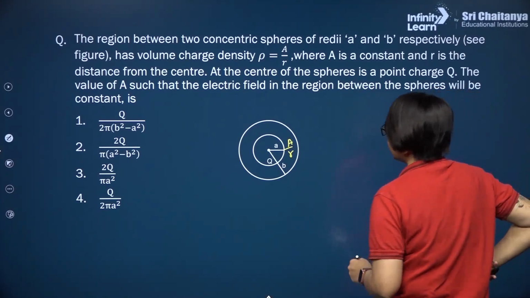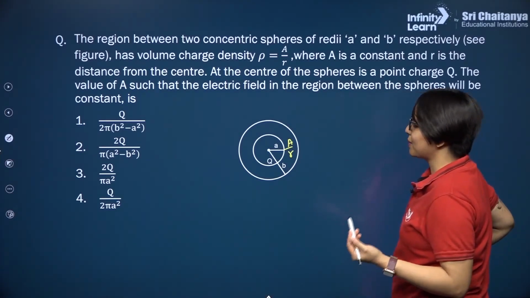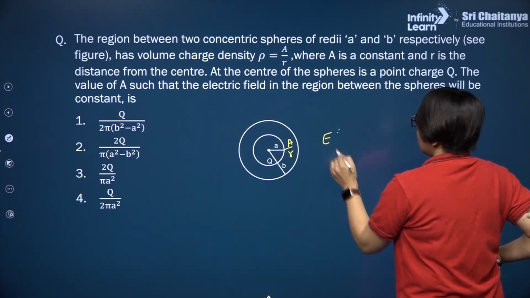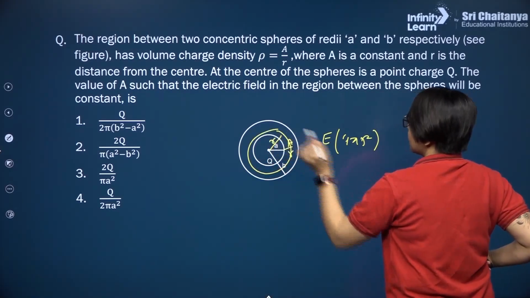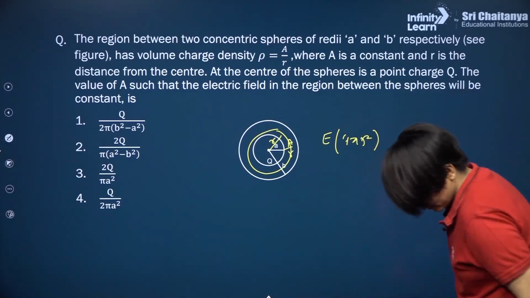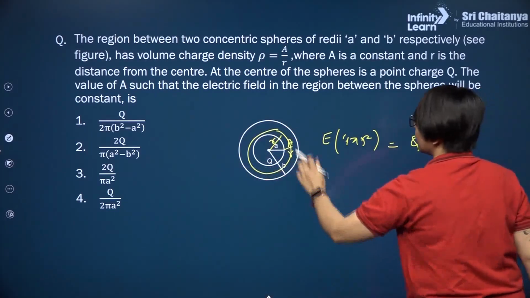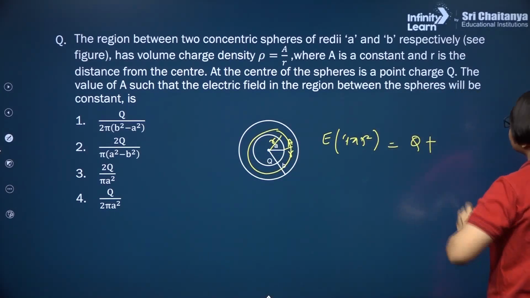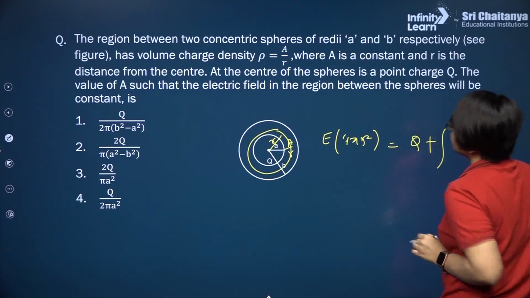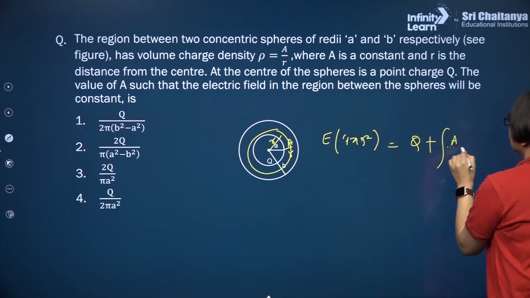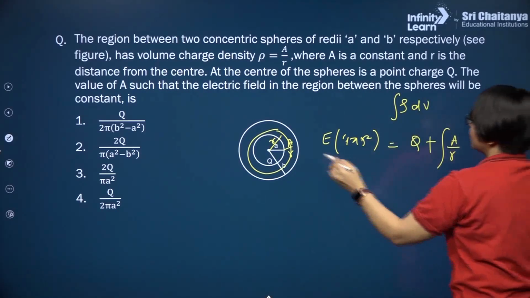So electric flux is what? Integration E dA, which is equal to Q enclosed divided by epsilon naught. So over here it is E into 4 pi R square if you take R separation over here from the center. So this will be Q plus the charge enclosed in this portion. The charge enclosed in this portion will be, this is volume charge density, right? So it is A upon R. So it is rho dV. Integration of rho dV will be the charge enclosed in this portion.